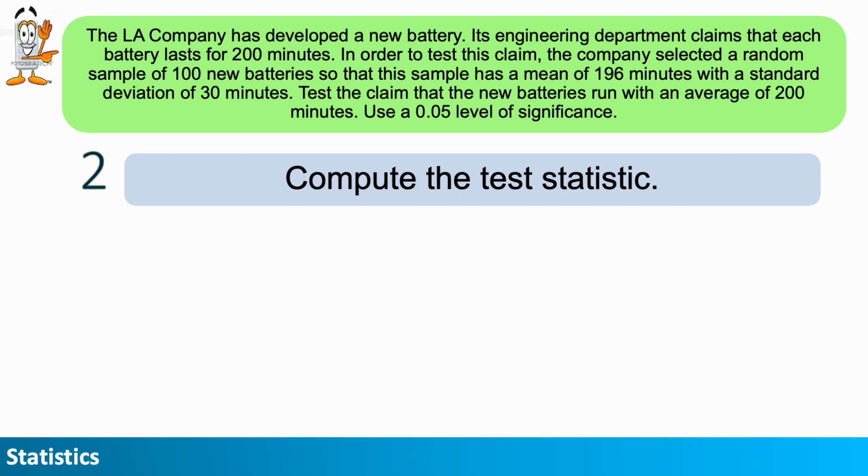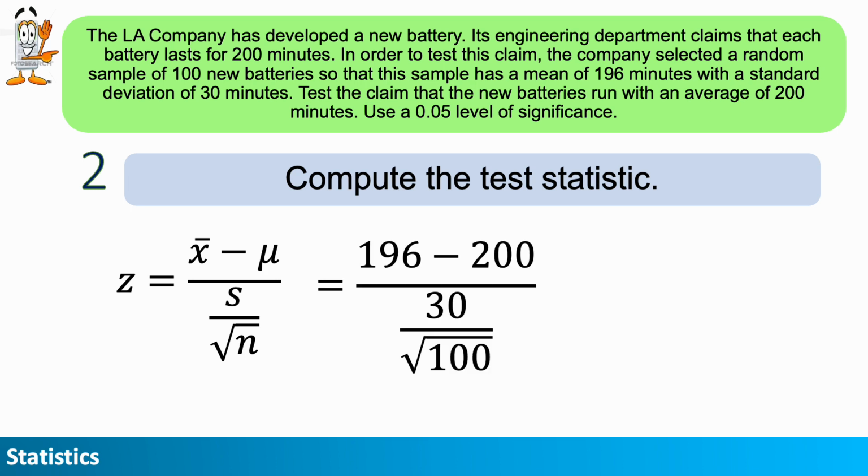Second, we compute the test statistic. If you remember your z, the z value is computed with the following formula: x bar minus mu over standard deviation divided by the square root of the sample size. Your x bar here is 196 minutes. Your mu here is 200 minutes. The number of samples is 100. And your standard deviation is 30 minutes. You plug that into the equation, you get negative 1.33.